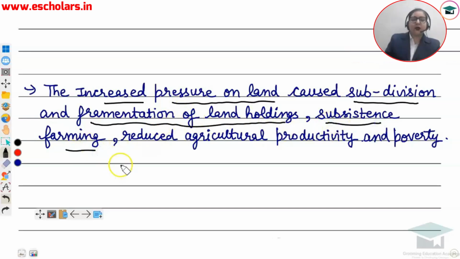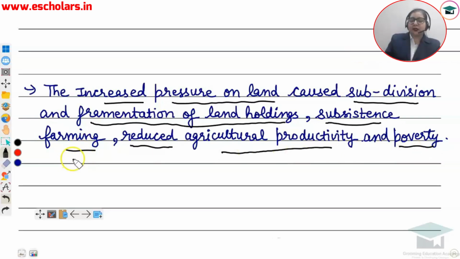And most of the people were now doing subsistence farming only. That is, they were producing the crops, or you can say they were engaged in farming of food grains, so that they can use the food grains at their home only. So there was subsistence farming, there was no commercial farming, and it reduced the agricultural productivity, and hence it leads to the origin of poverty in the Indian economy.